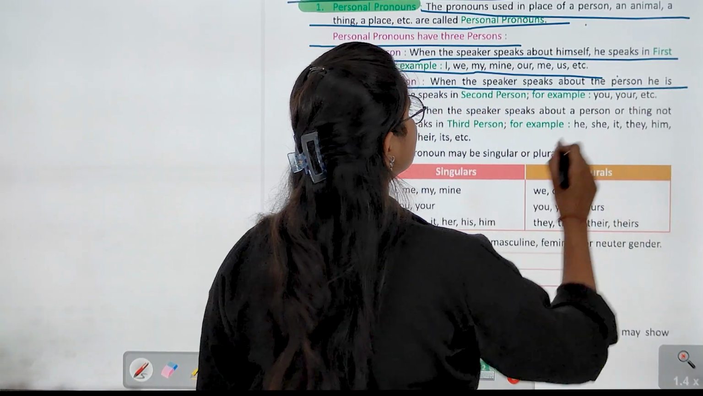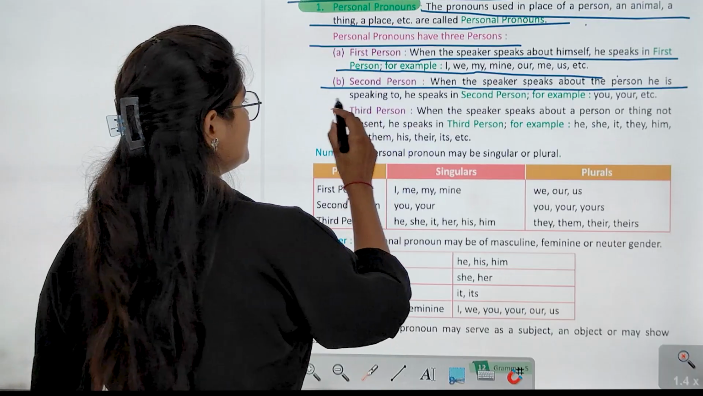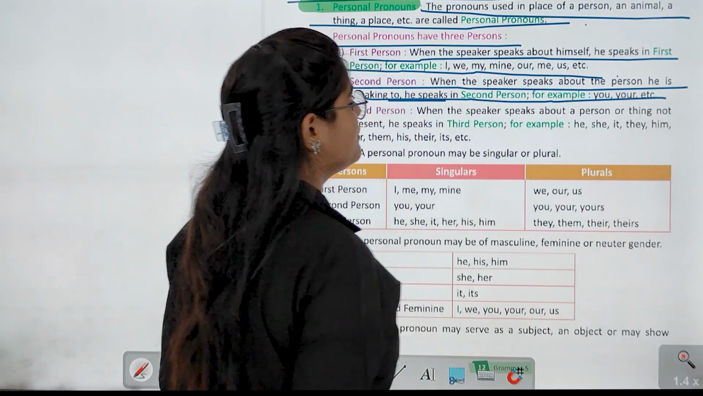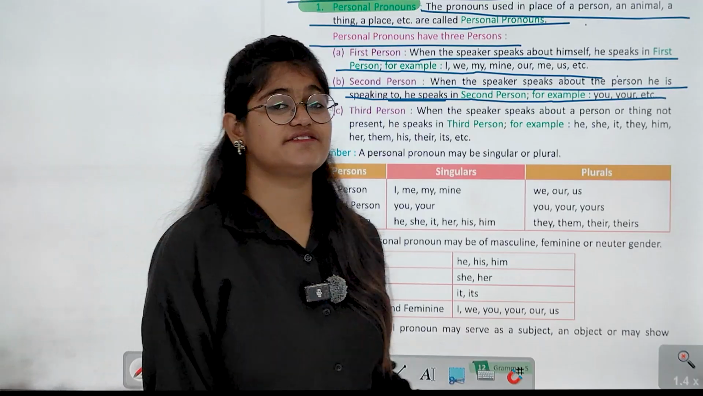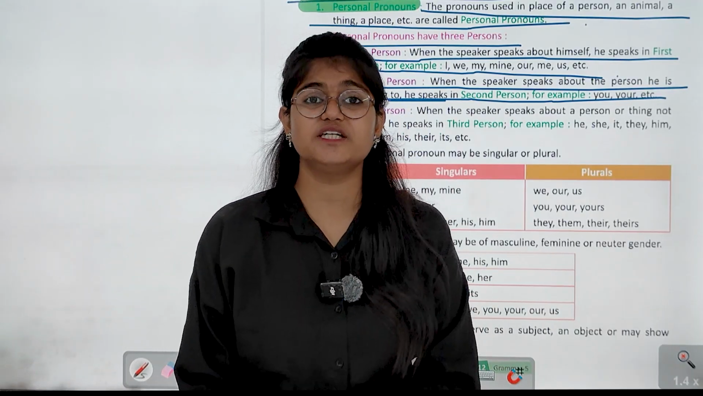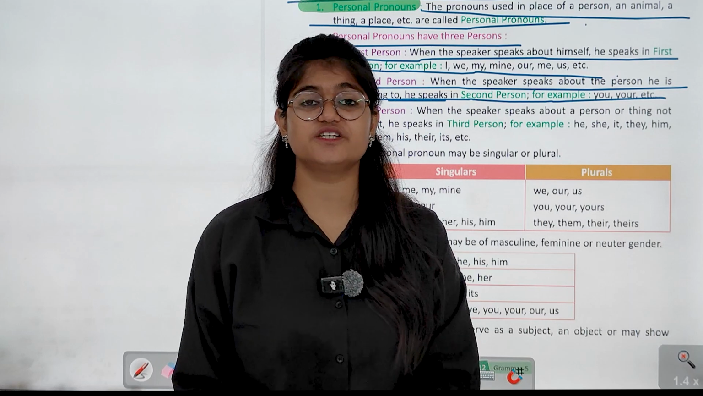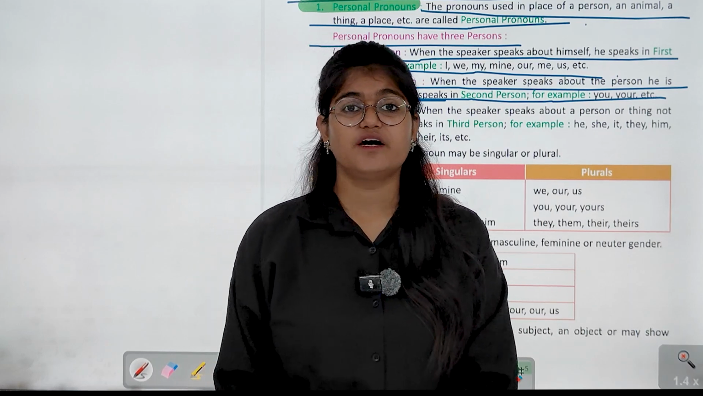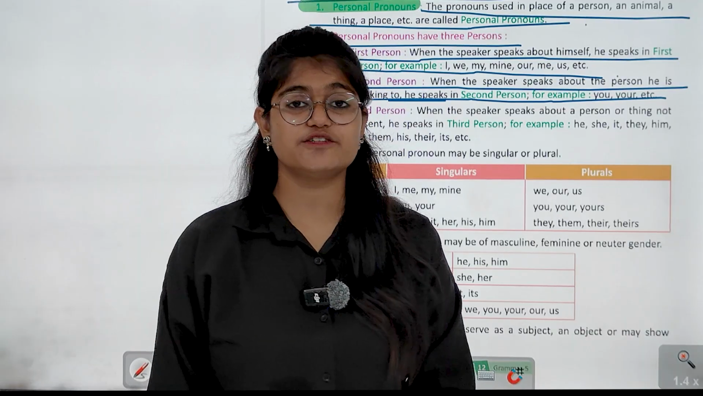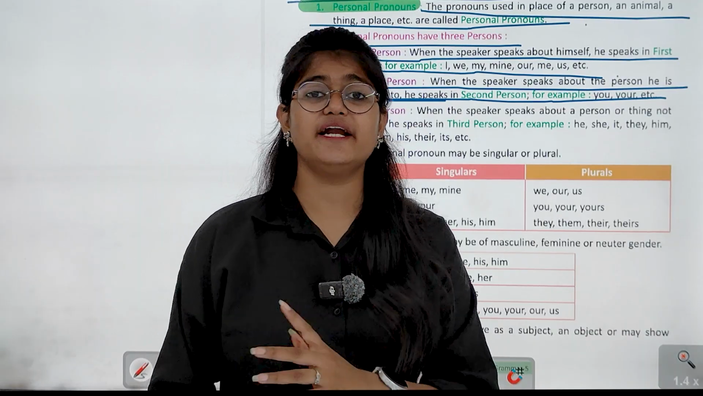When the speaker speaks about the second person, he speaks in second person. Example, you, your, etc. Whenever the first person is talking to a person, that person is to be considered as the second person, right? And to mention that second person, the first person always uses you, your, etc.